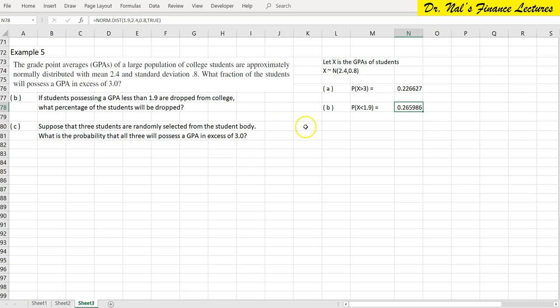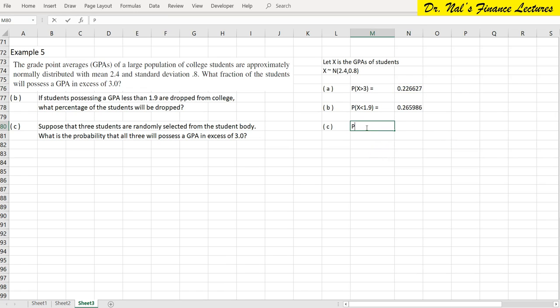Finally, suppose that 3 students were randomly selected to represent the student body in some committee, I guess. What is the chance that all 3 of these students have a GPA in excess of 3.0? Well, the probability of picking 1 student whose GPA is 3.0 or above is 22%. Randomly picking 3 students and all 3 having a GPA in excess of 3.0 is very unlikely. It's the product of these 3 times, right?